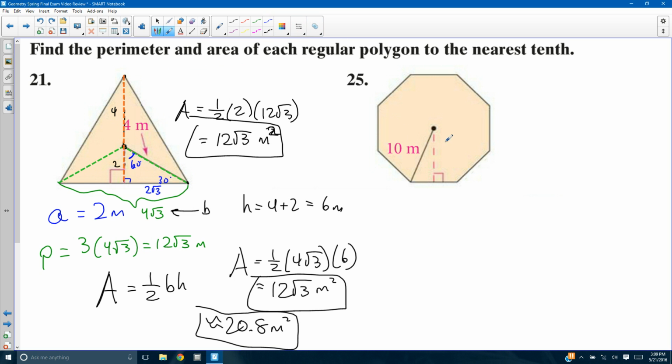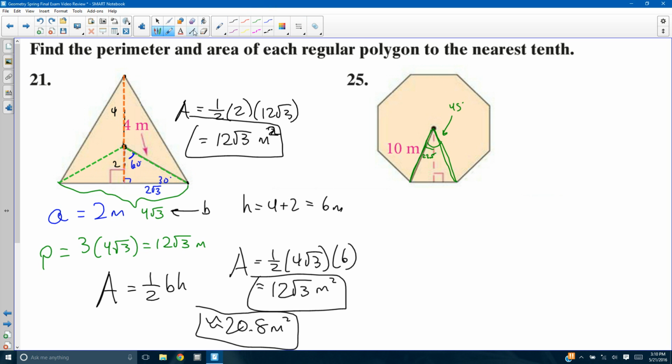Okay, but they still involve you having to do the same stuff. Let's start off with a central angle. In an octagon, 360 divided by 8 is 45 degrees. That's what the entire central angle is. Half of 45 degrees is not your favorite number in the world. It is 22.5 degrees. Right there.